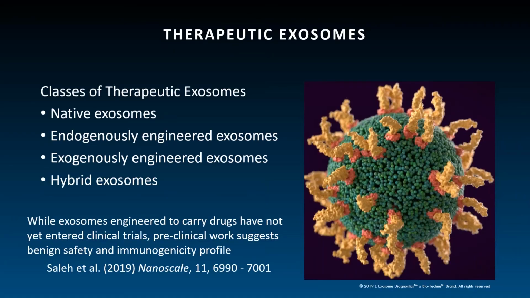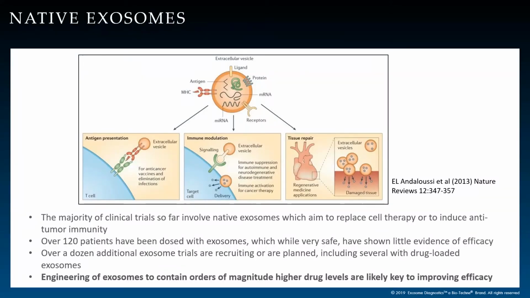Another aspect of exosomes that is growing quickly now is to use exosomes therapeutically. And there are typically four classes of therapeutic exosomes. One is native exosomes. It's basically isolating exosomes as they are and using them therapeutically. Typically, it's stem cell exosomes. Or you can endogenously engineer them, or exogenously engineer them, or you can create hybrid exosomes. So I'll talk a little bit about that.